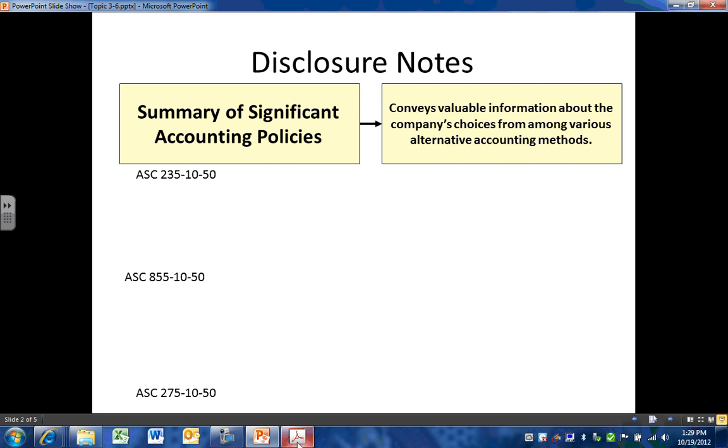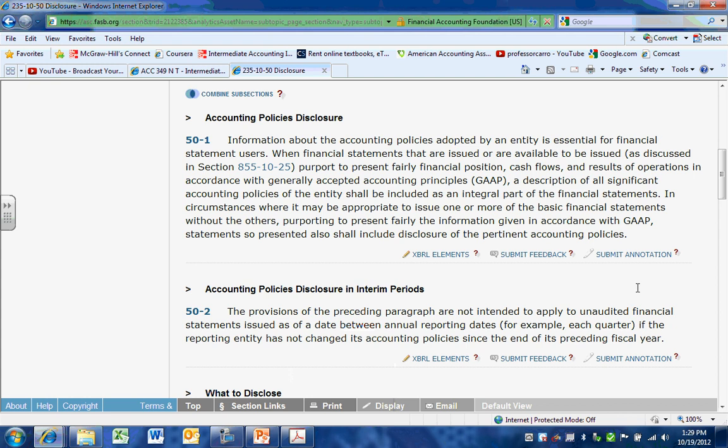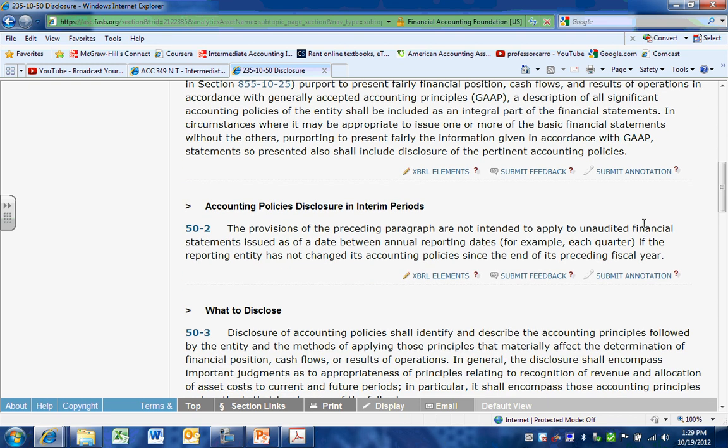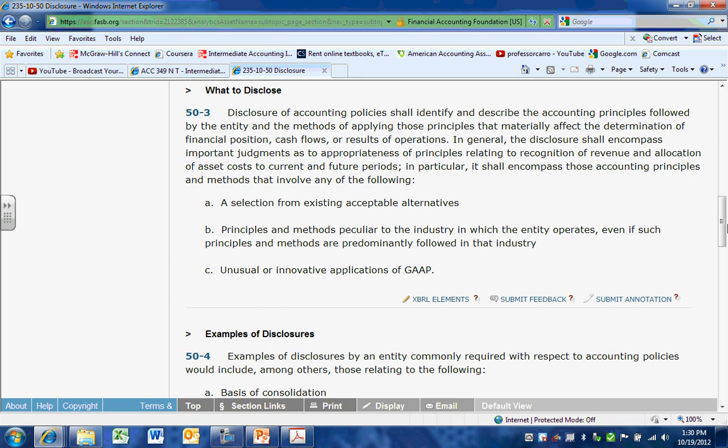So let's take a look at what the code says about these accounting policies. Again, they talk about how these are essential for financial statement users because GAAP provides alternatives and requires the use of judgment and estimates. You see here that GAAP has disclosure requirements.